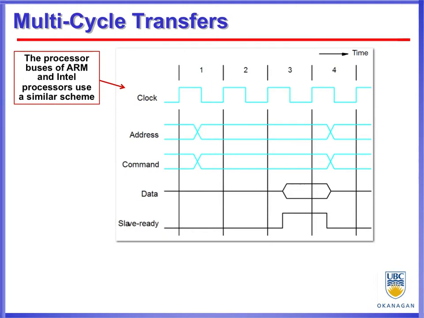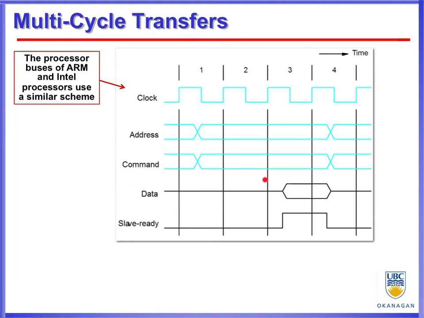So the master puts the address and command information on the bus, and now it waits. And what is it waiting for? It waits for the slave ready signal to go high. So when it sees this slave ready signal go high, on the next edge of the clock, it's going to read in the data that's on the data bus, okay?